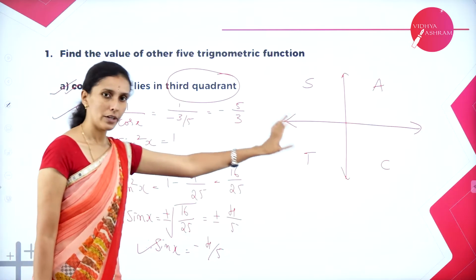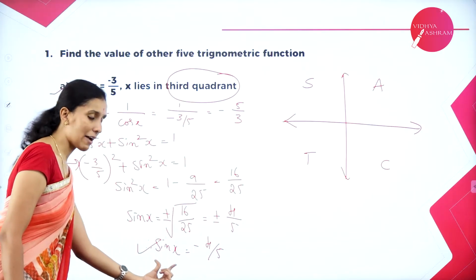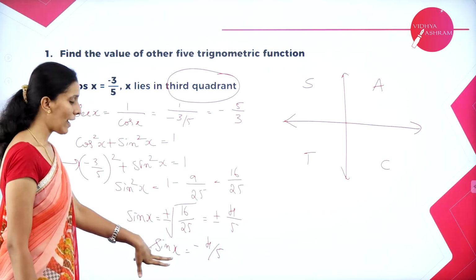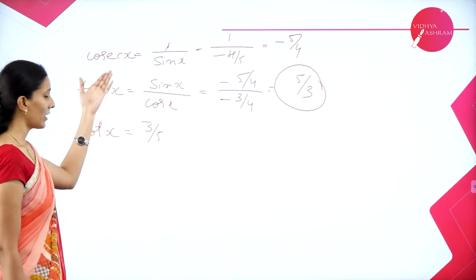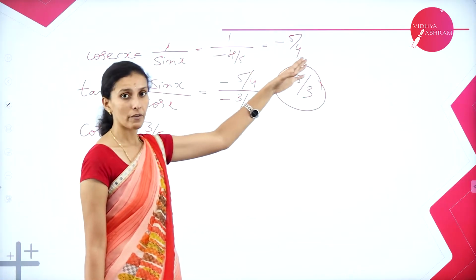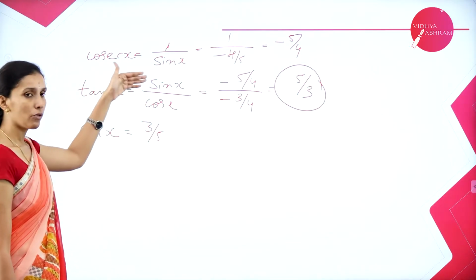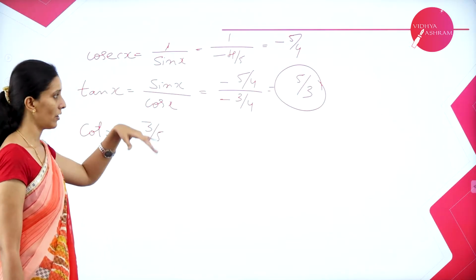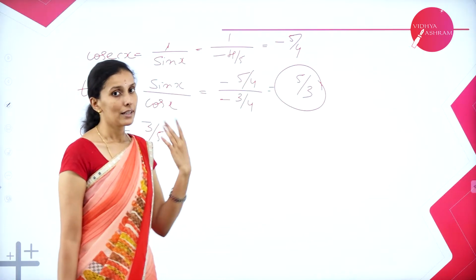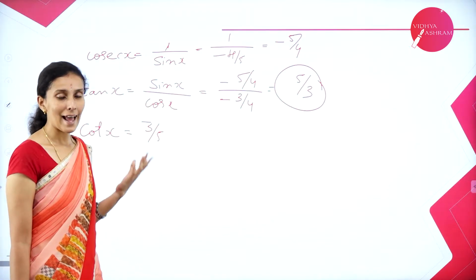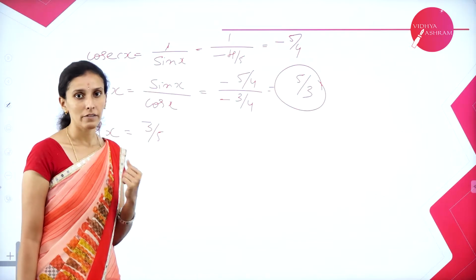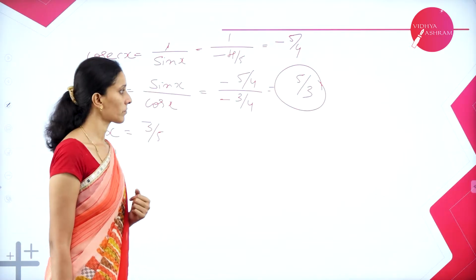Sine value is also negative. Using this relation, we have deduced the sine function. Once sine is given, we can find cosecant, which is negative again because it falls in the third quadrant. Tan value and cot value you can find once you have sine and cos, which is 5/3. The value is positive because tan and cot functions are positive in the third quadrant.